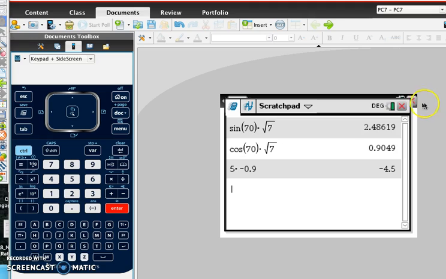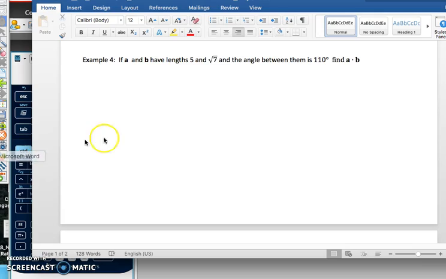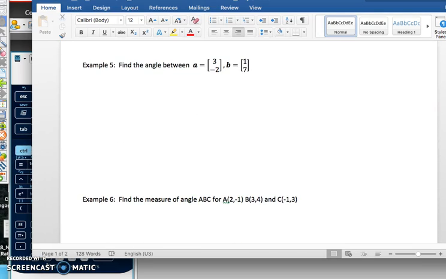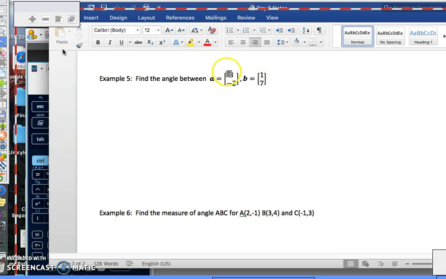So let's flip the page and let's see what else we're going to look at today. So on this back side, we have to find the angle between these. And these are supposed to be vectors as well, so parentheses. So we have to find the angle between those. So this vector, we know it goes over 3 and down 2. And this vector over 1 and up 7. And we need to find this angle.